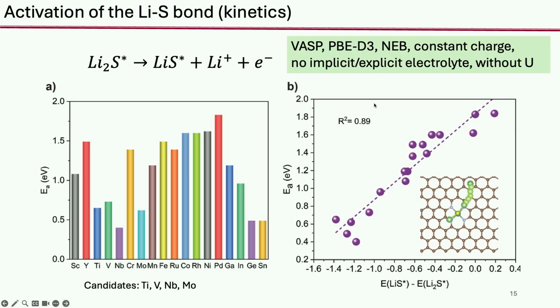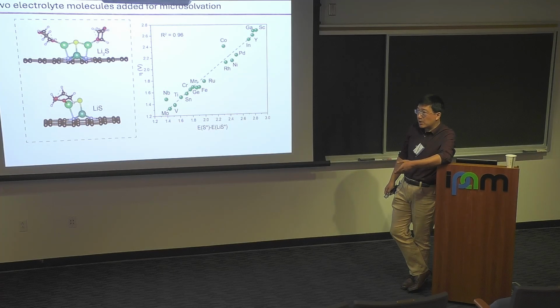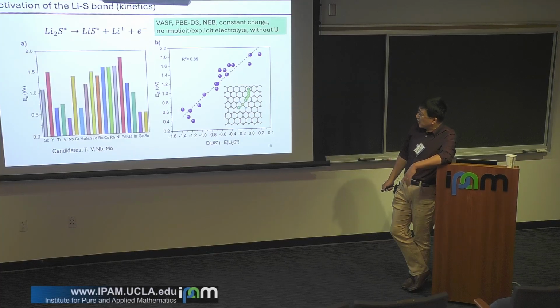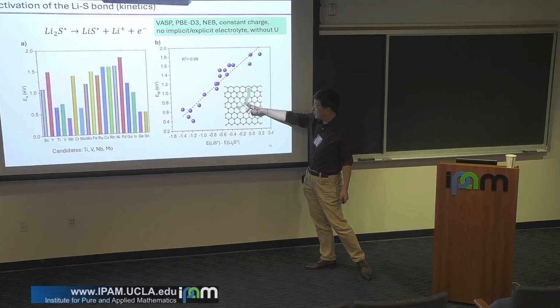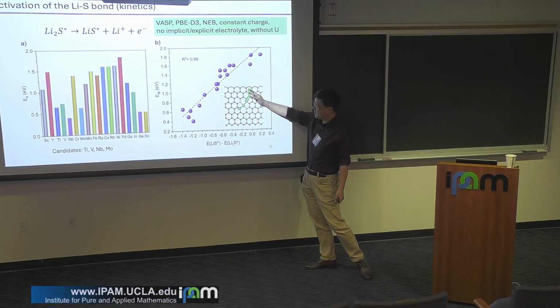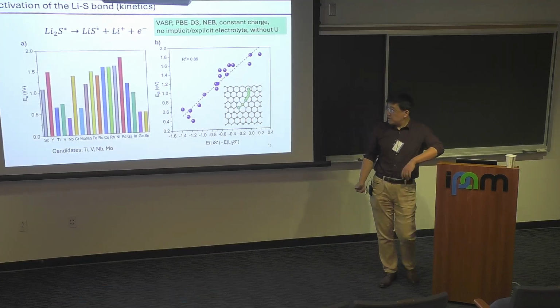So again, there are some metals that did better than others. So this is purely thermodynamics. So how about the kinetics? How can I drive the dissociation of the lithium-sulfur bond, which is shown here? So I have a lithium-2-sulfur, and I break one of the bonds. I just show the trajectory of the lithium diffusing to the graphene phase. In the two figures, I'm plotting the activation barrier for this particular process.